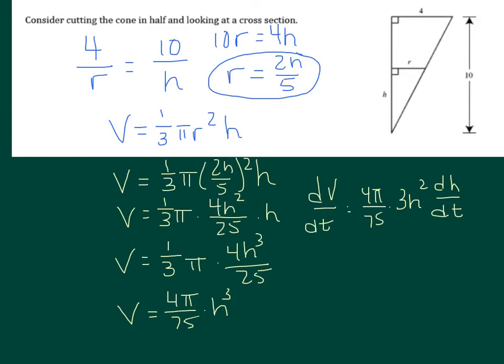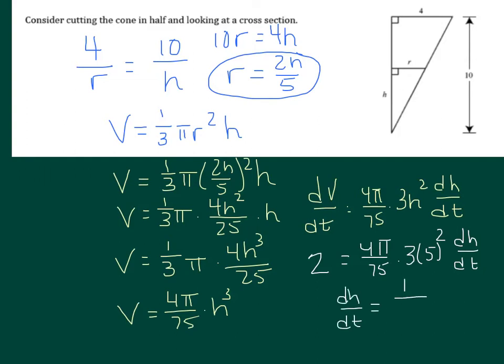From there, I can do some substituting of values in. So I know that dv dt is 2. This is 4 pi over 75 times 3h, h is 5, if you remember, and we are looking for dh dt, so I need that left in the problem. When you combine some terms, do some simplifying and solve for dh dt, you should find that dh dt is 1 over 2 pi, and the units of measure in this particular case, I believe, are centimeters per minute.